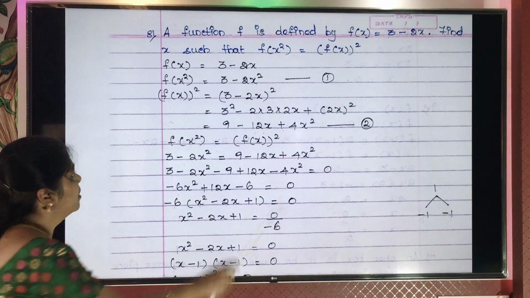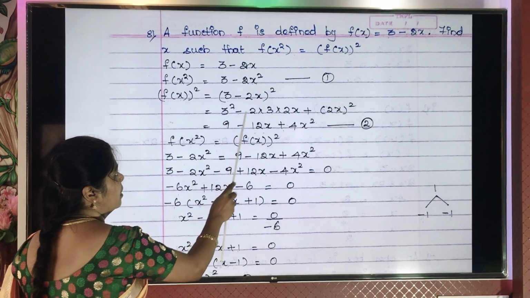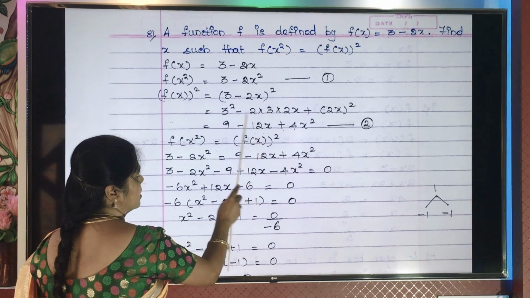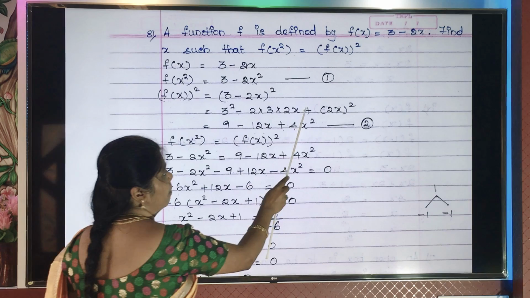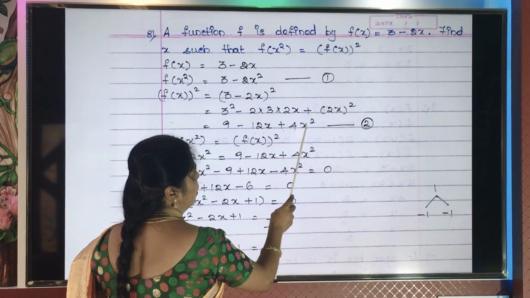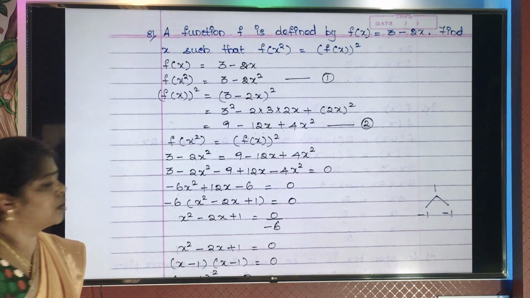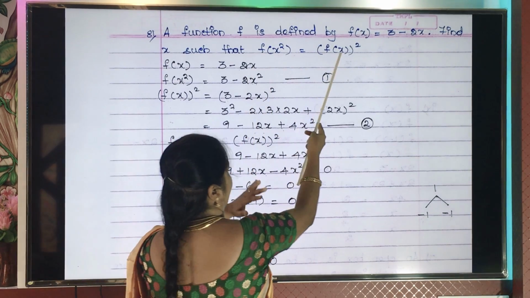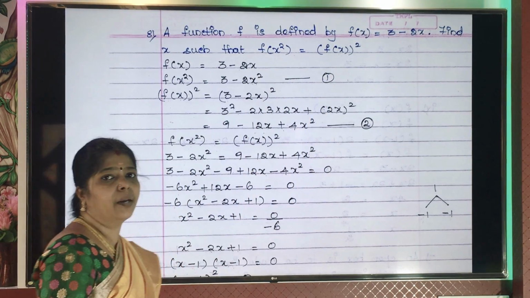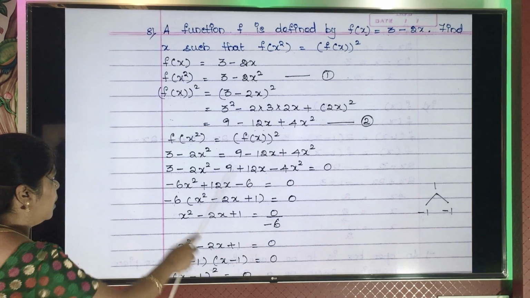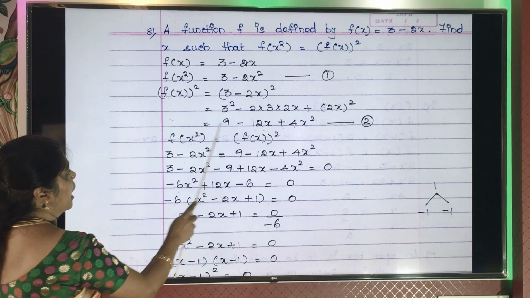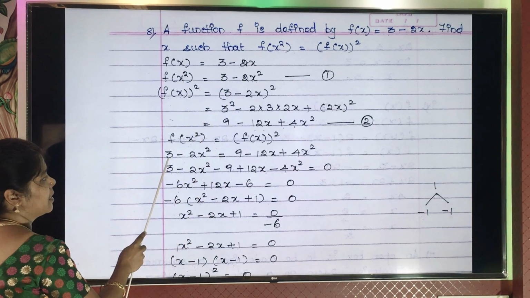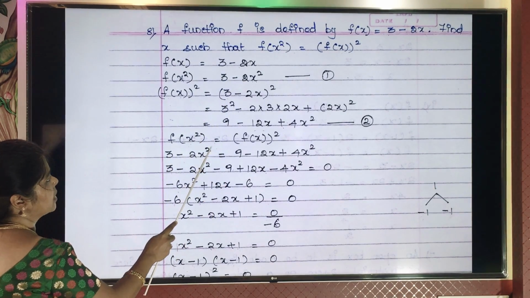Now simplify. 3 squared becomes 9. 2 3s are 6. 6 2s are 12x. This minus sign I have kept here. Plus 2 squared is 4. X squared is x squared. That's all. So both left hand side condition as well as right hand side condition I have got it in equation 1 and 2. Now let me write that condition, and in the place of f of x squared, now what I will substitute? I will substitute 3 minus 2x squared.